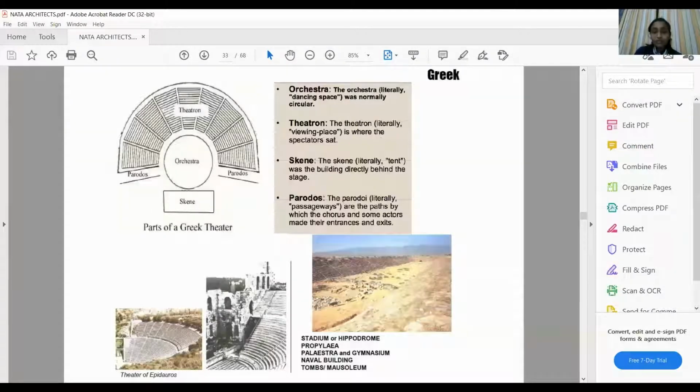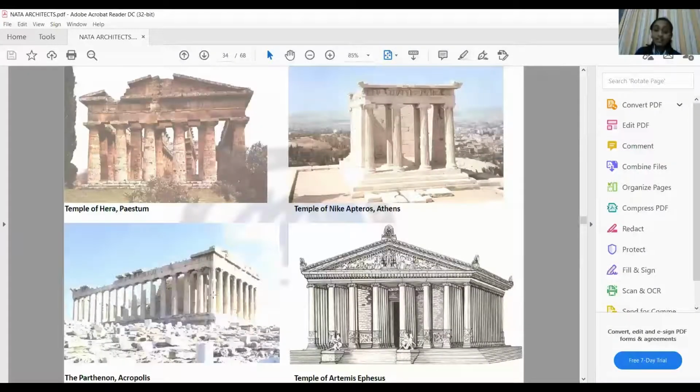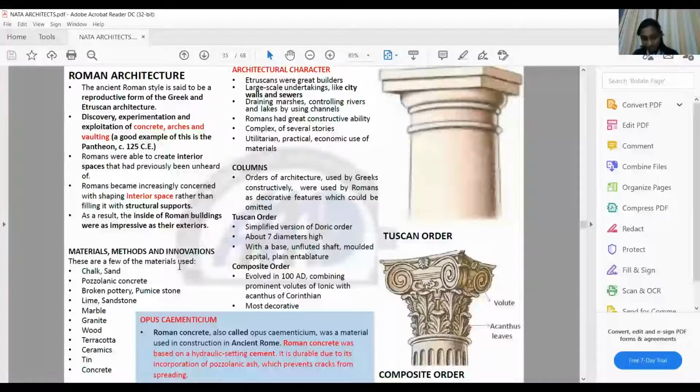Okay, so one of the examples that we can observe is the theater of Epidaurus. Other examples you can observe are the Temple of Hera, Temple of Nike, and the Parthenon, which is again seen in the Acropolis. And then heading on to the Roman architecture, this again comes under the classical architecture in itself. It is nothing but the reproductive form of Greek and the Etruscan architecture, where they started giving importance mainly to the interior spaces. Like interiors were more impressive compared to the exteriors.